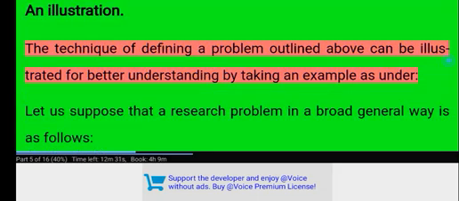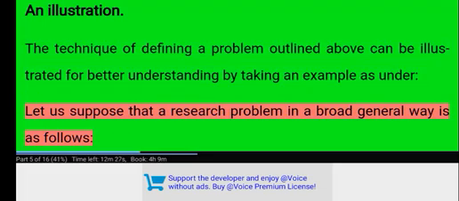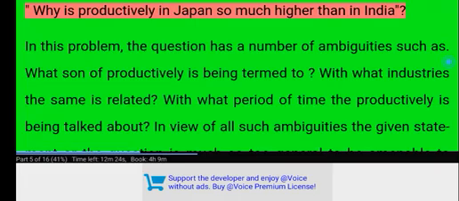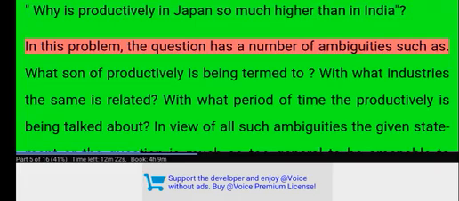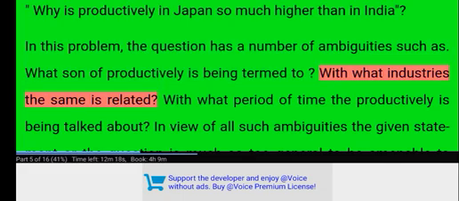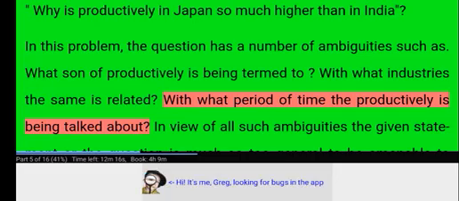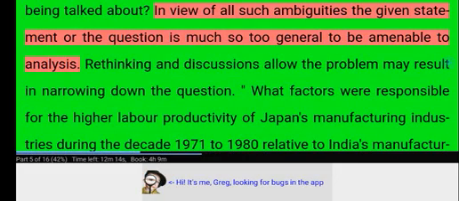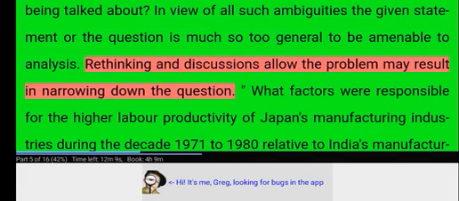An illustration. The technique of defining a problem outlined above can be illustrated for better understanding by taking an example as under. Let us suppose that a research problem in a broad general way is as follows. Why is productivity in Japan so much higher than in India? In this problem, the question has a number of ambiguities such as what sort of productivity is being referred to, with what industries the same is related, with what period of time the productivity is being talked about. In view of all such ambiguities, the given statement or question is much too general to be amenable to analysis. Rethinking and discussions about the problem may result in narrowing down the question.